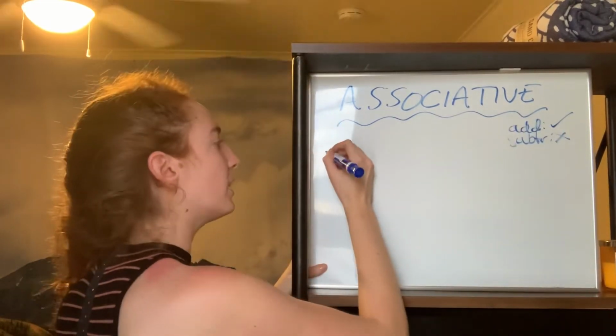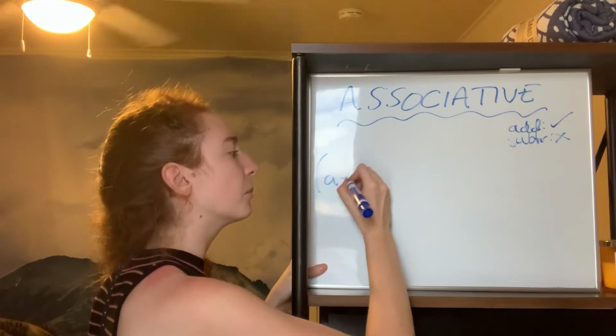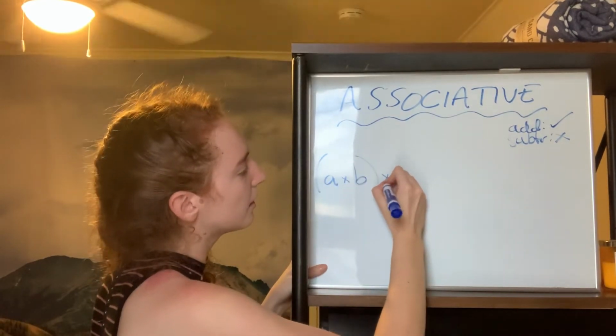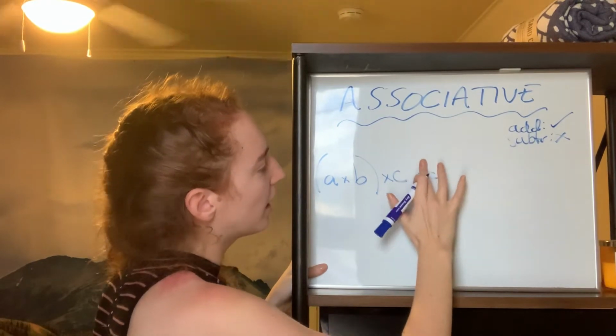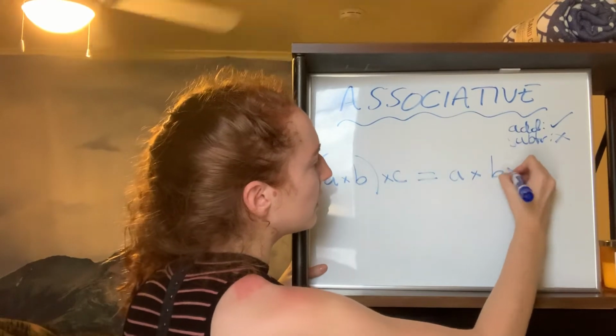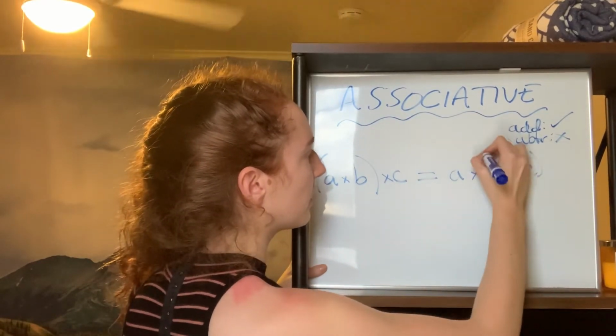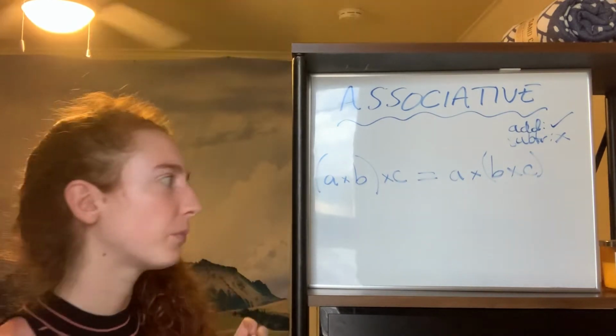And now multiplication: is A times B times C always going to be the same as A times the result of B and C, where we let B and C come together first? And it is true. You can try out a couple examples on your own.